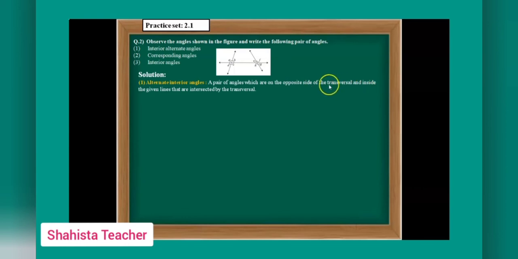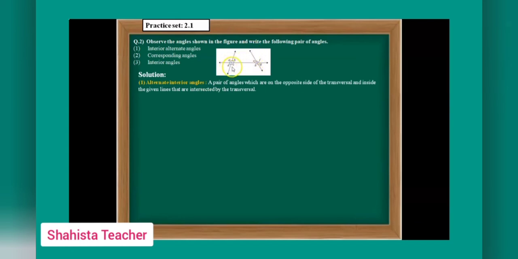Okay, opposite side of a transversal and inside the given lines, intersected by the transversal. Interior alternate angles create a shape. Which shape does it create? It creates a Z shape. And it is on the internal side, on the opposite side of the transversal. Always remember: opposite side of the transversal.